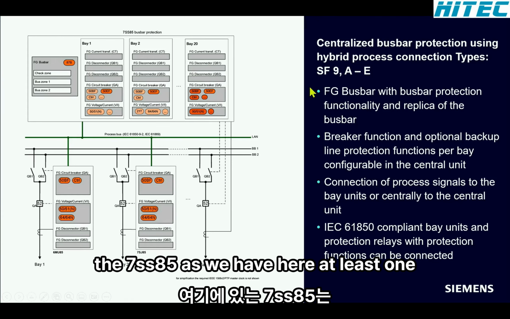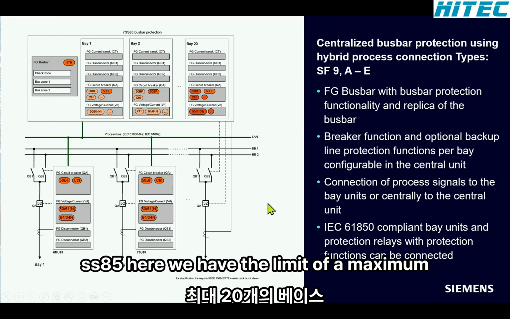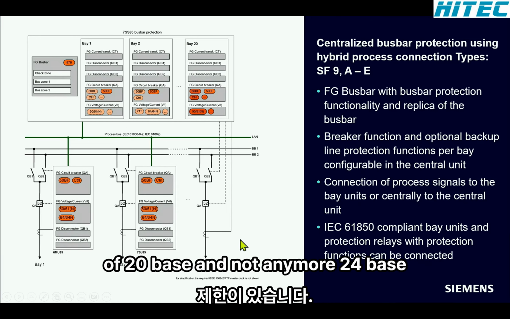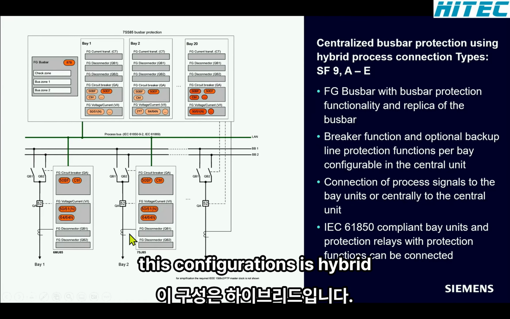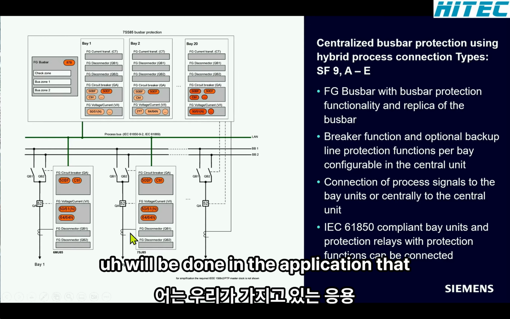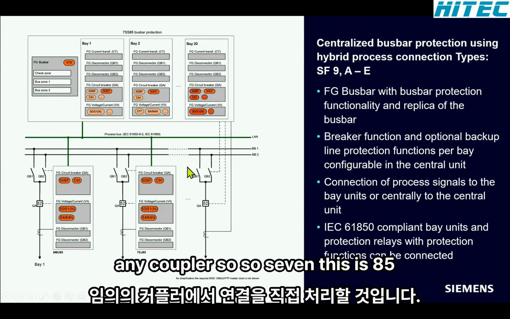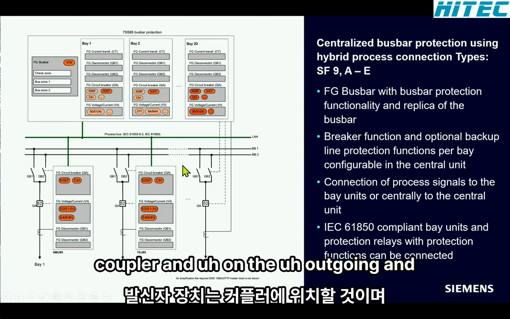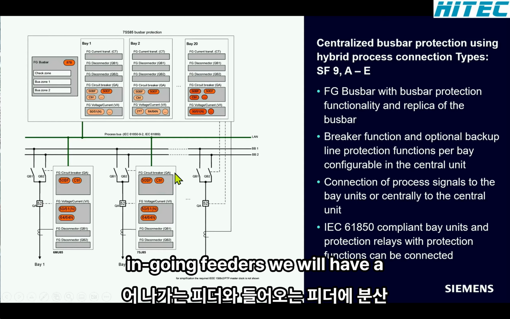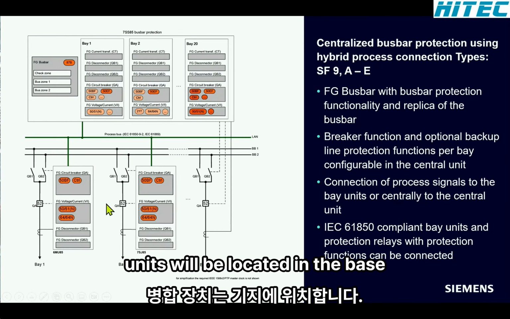As we have here at least one bay, which is completely located in the 7SS85, here we have the limit of a maximum of 20 bays and not anymore 24 bays. That's really essential. So typically this hybrid configuration will be done in the application that we have a direct process connection in any coupler. So the 7SS85 center unit will be located in the coupler, and on the outgoing and ingoing feeders, we will have a distributed approach where the merging units will be located in the bay.